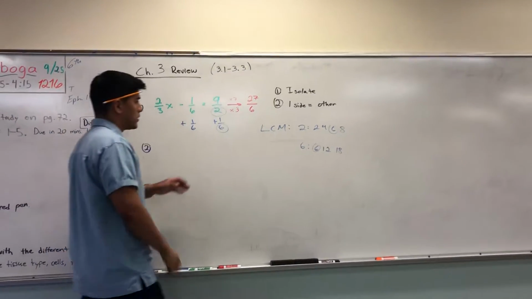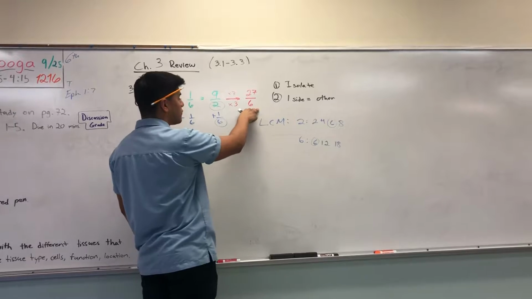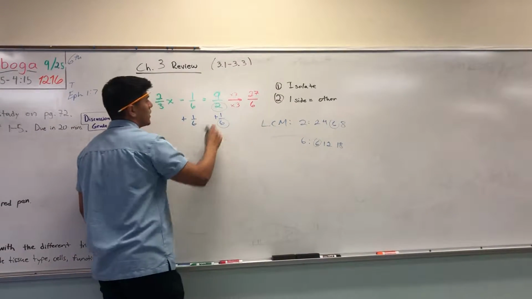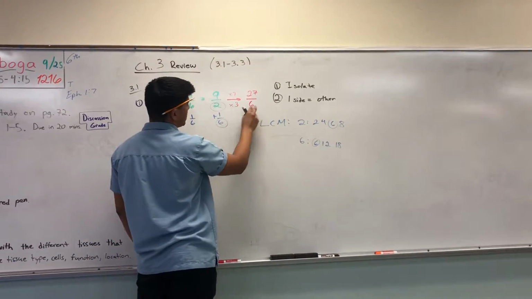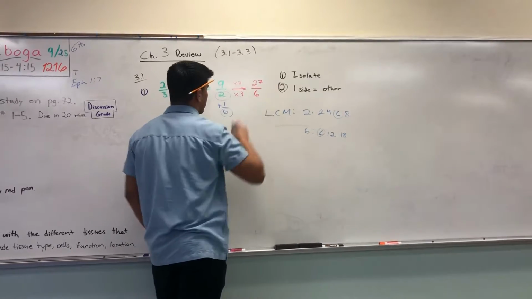Okay, so the video got cut off, but basically we're in the process of turning 9 over 2 into a fraction over 6. To turn that fraction into a fraction over 6, we have to multiply the denominator times 3. Whatever we do to the bottom, we have to do to the top. So 9 times 3 will give you 27 over 6.